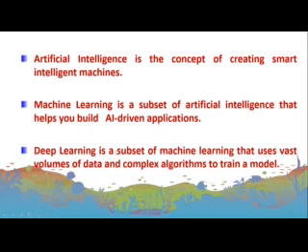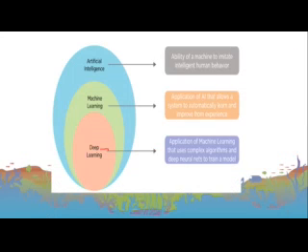As in the diagram, you can also say that deep learning is a subset of machine learning that uses vast amounts of data and complex algorithms to train a model. It is completely based on neural networks. So remember: machine learning is an application of AI that allows a system to automatically learn and improve from experience. And deep learning is an application of machine learning that uses complex algorithms and deep neural nets to train a model. So you have to get an idea about these three things.